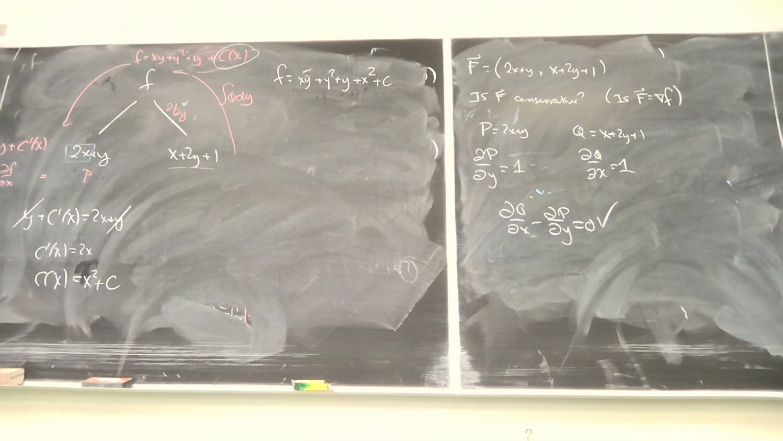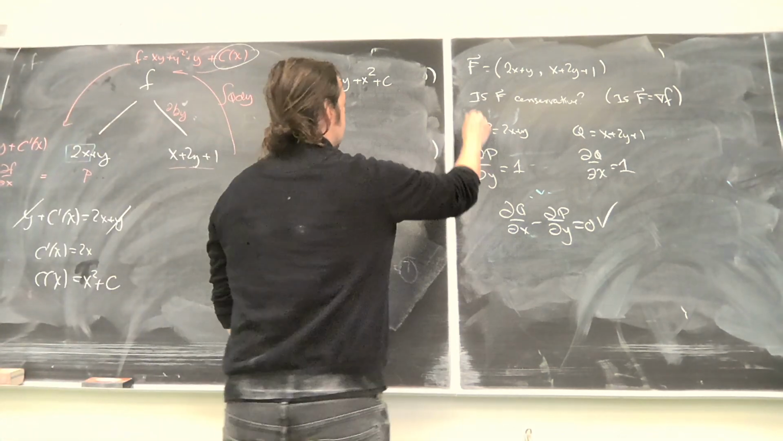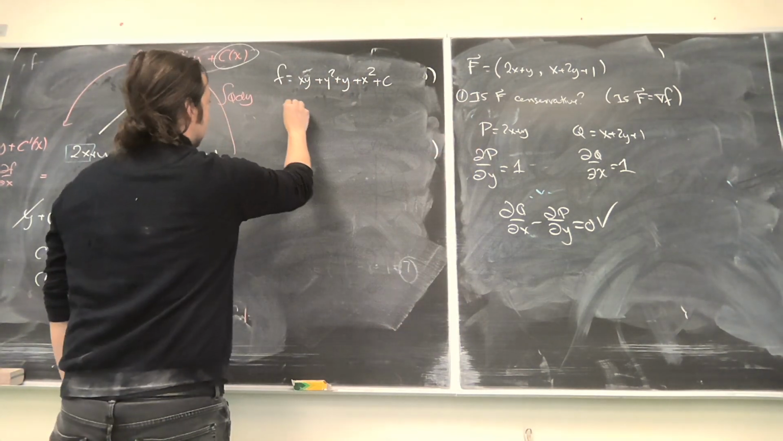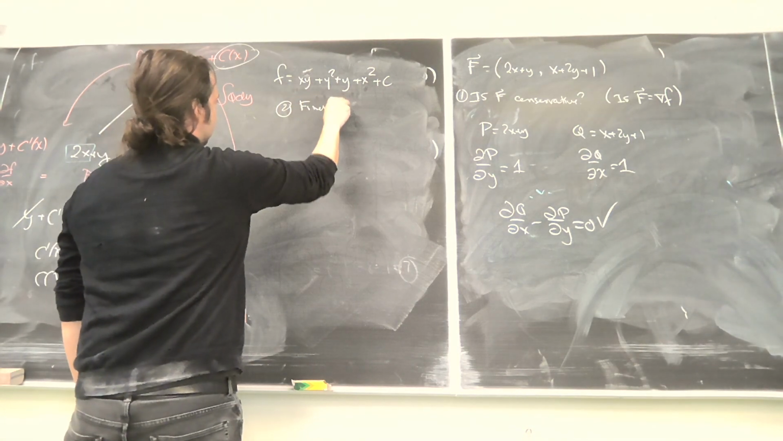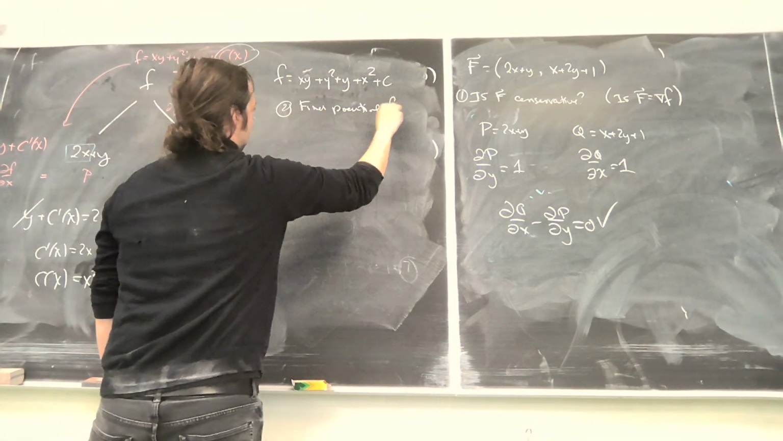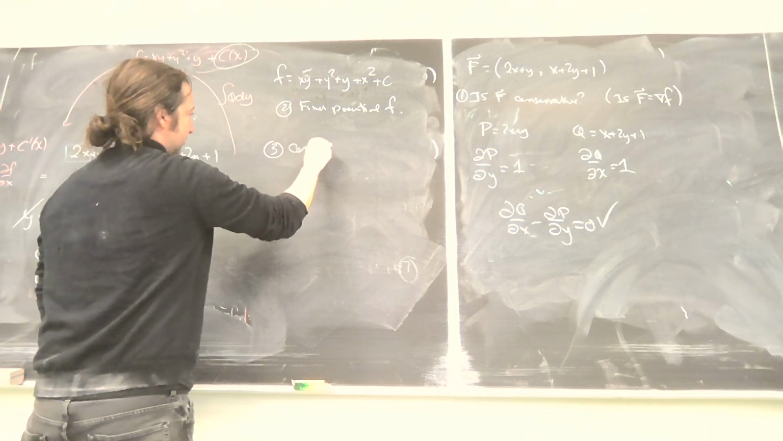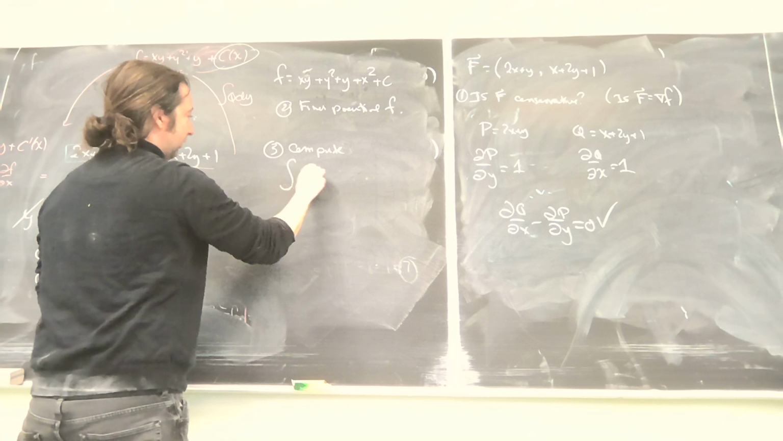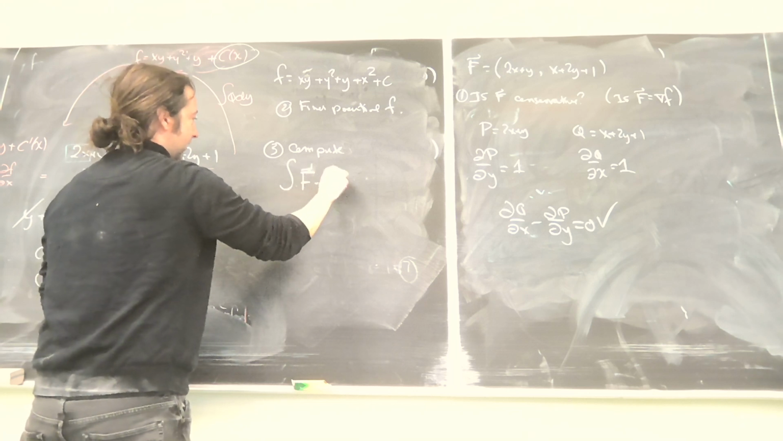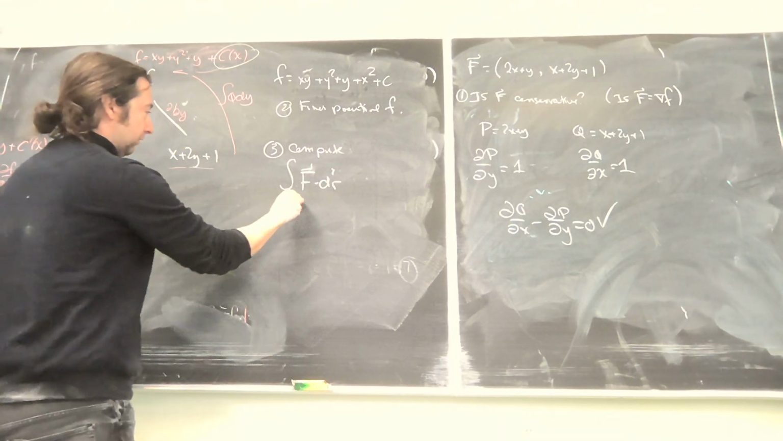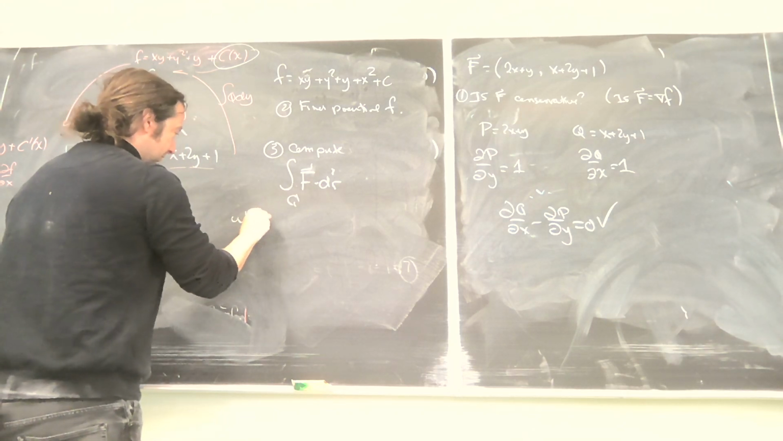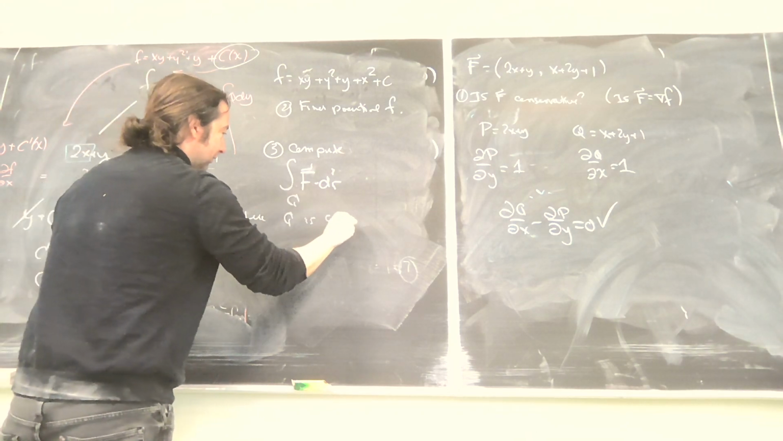Now, if I was writing an exam and I was really trying to drive home the fact that I wanted you to not parameterize a curve and use the fundamental theorem of line integrals, the way this question would have been written was, question 1, is f conservative? Question 2, find the potential f. So you've done that. Question 3, compute the integral of f dot dr, so the line integral of f, over the curve c, where c is the curve.